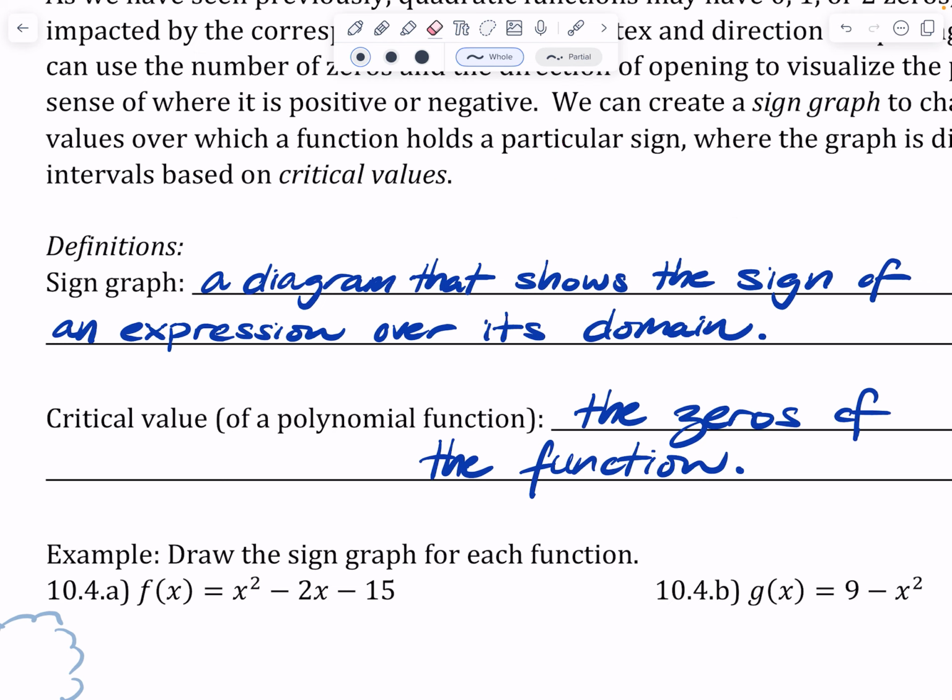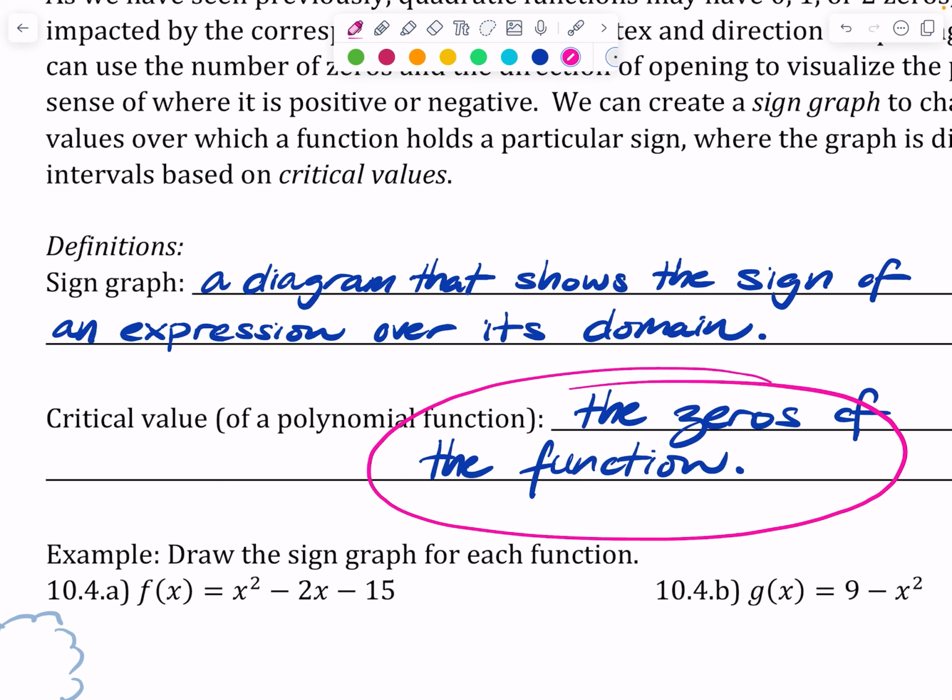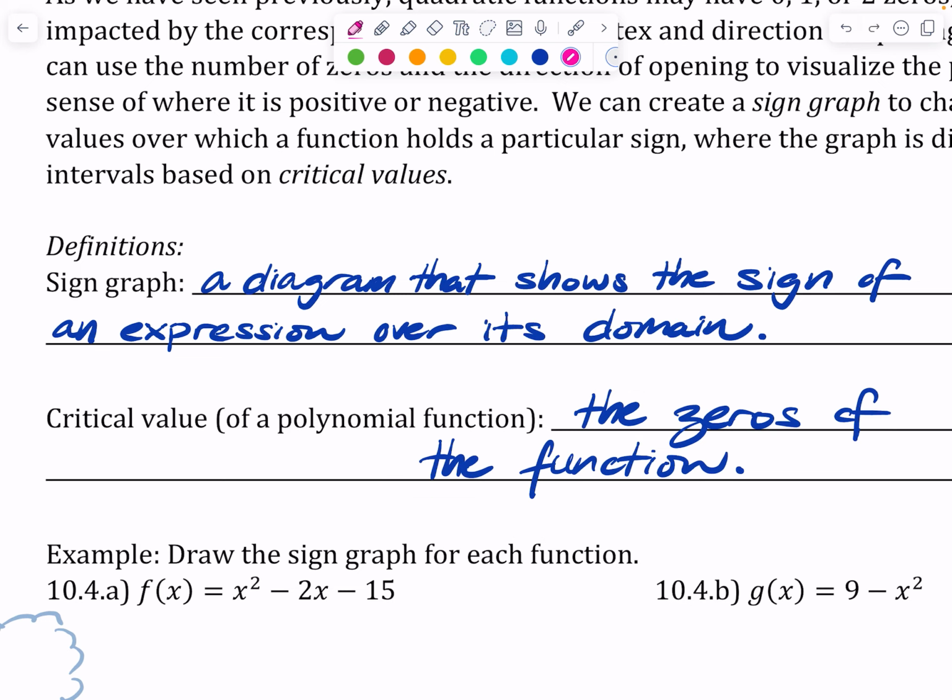So to figure out what's happening for the y values, whether they're positive or negative, we make something called a sign graph. And a sign graph is a diagram that shows the sign of an expression or a function over its entire domain. So it'll tell us where the expression or where y or where f of x is positive and where it's negative. It'll also tell us where it's 0, and again, we're going to get that from the zeros of the functions, which match the x-intercepts of y equals f of x.